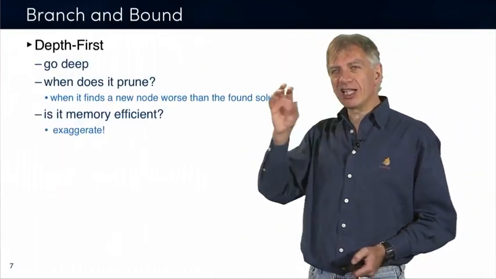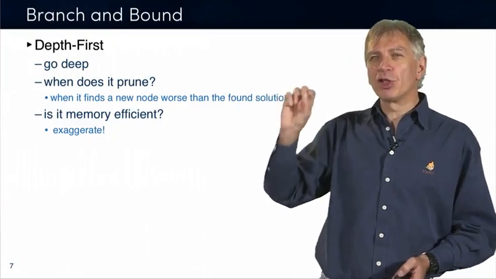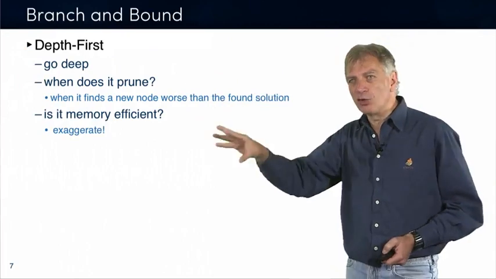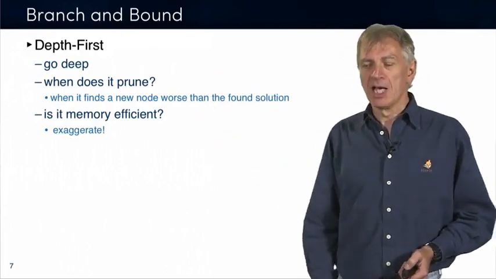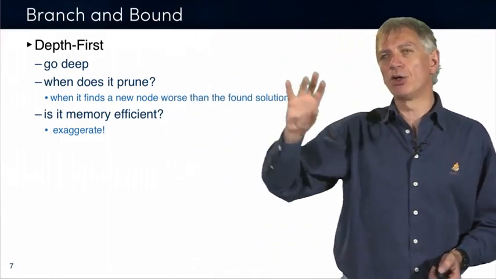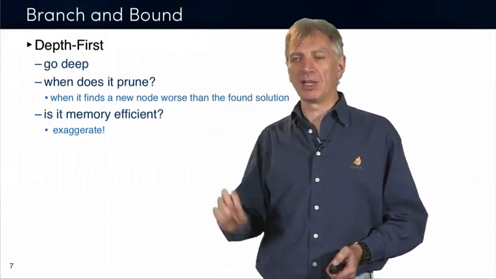In a sense, the key idea for depth first search is like in the NFL: you want to go deep, and try to find good solutions quickly. When does it prune? It prunes as soon as you reach a node whose evaluation is worse than the best found solution.